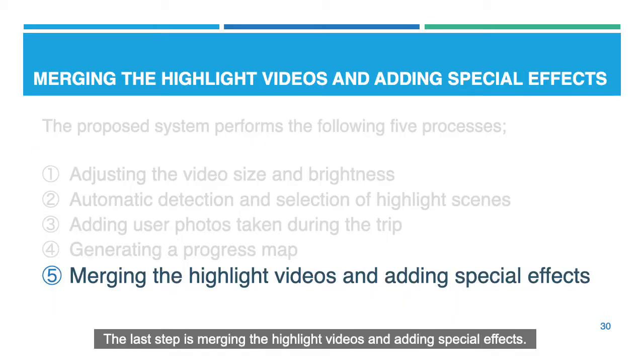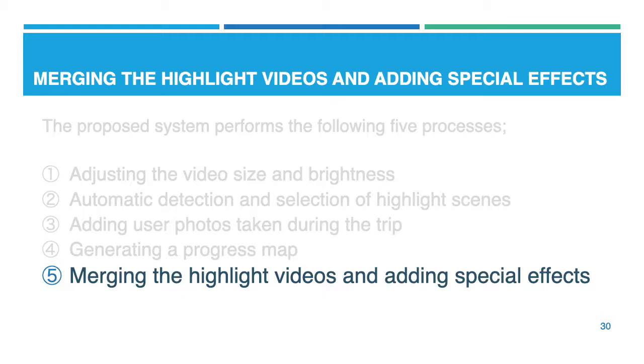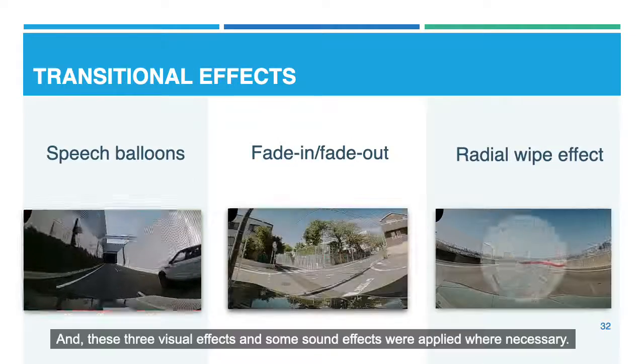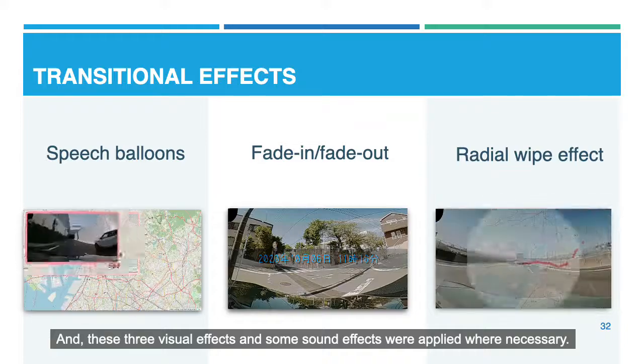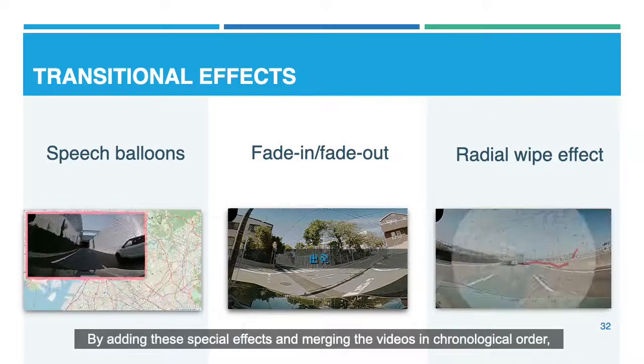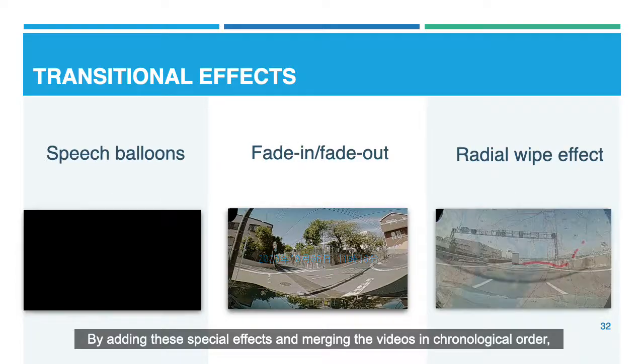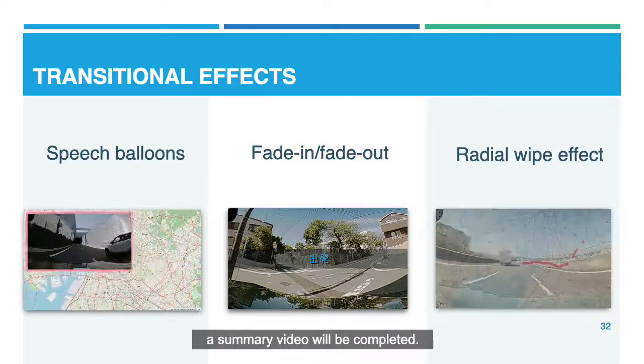The last step is merging the highlight videos and adding special effects. If you connect the highlight scenes you have created so far as they are, the screen will change frequently and the video will be difficult to watch. So, 3 low-pass filter processing is applied in order to suppress the change. And these 3 visual effects and some sound effects were applied where necessary. By adding these special effects and merging the video in chronological order, a summary video will be completed.